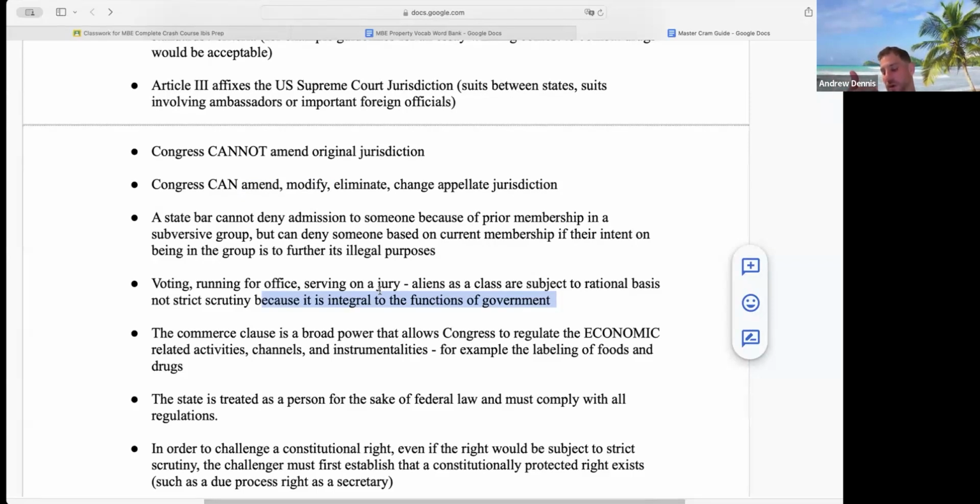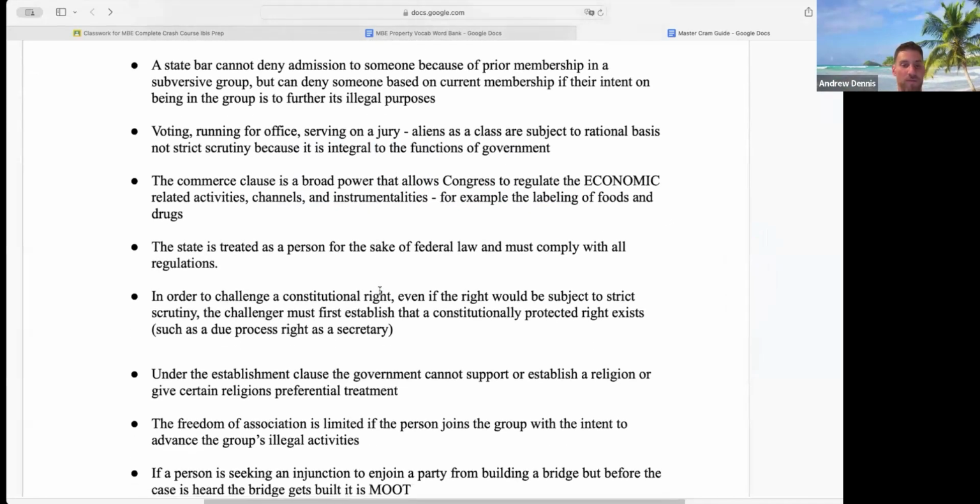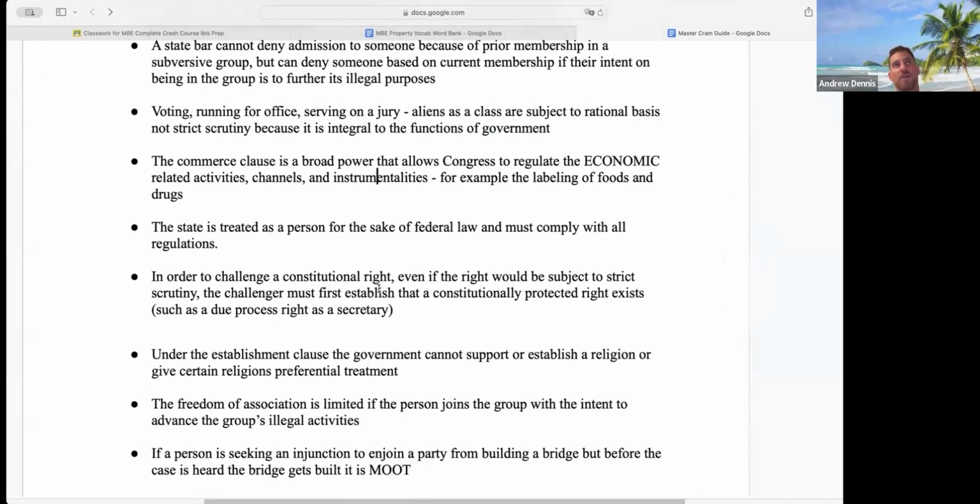And the reason they're able to put that restriction on candidacy of being 35 is because it's essential to the functions of government. The Commerce Clause is a broad power that allows Congress to regulate the economic related activities, channels, and instrumentalities. For example, the labeling of foods and drugs, right? Broad powers under the Commerce Clause. Consider Commerce Clause as a potential answer when it's listed. Don't just jump on it, but be like, is this economic activities?